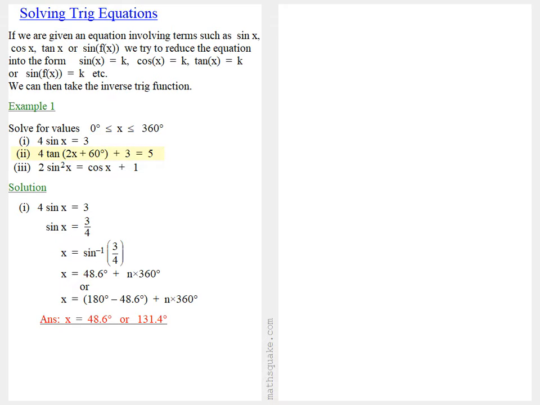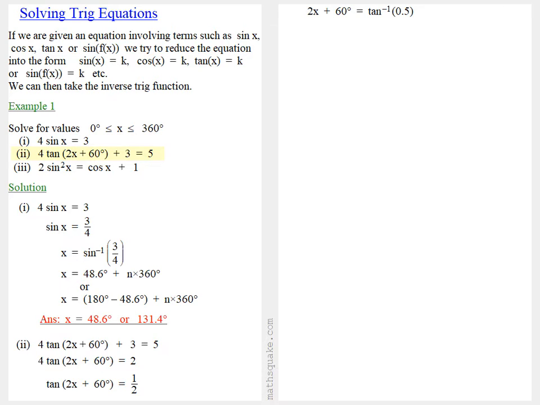If we look at example 2, we've got 4 tan of 2x plus 60 degrees plus 3 is equal to 5. Well, we can start by subtracting 3 from both sides, and that leaves us with 4 tangent of 2x plus 60 degrees equals 2. We can divide all the way through by 4, and that gives the tangent of 2x plus 60 is equal to a half. So we want 2x plus 60 is equal to the inverse tangent of a half, or 0.5.